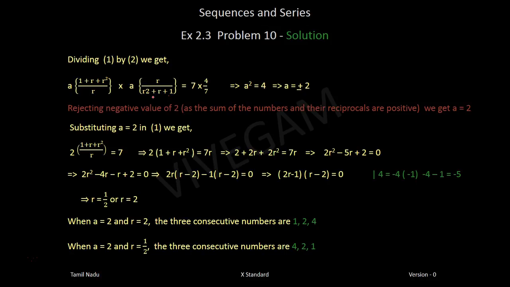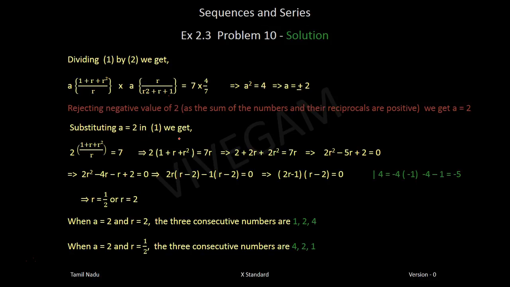So you see these two will get cancelled, and a into a is a square, and 7 and 7 will cancel. a square will be equal to 4, and a will be equal to plus or minus 2. But we have to reject minus 2 for one simple reason: if a is minus 2, then the three numbers are likely to be negative, but they have given the sum to be positive and the reciprocals are positive. So we cannot take a equal to minus 2, we have to take a equal to 2.